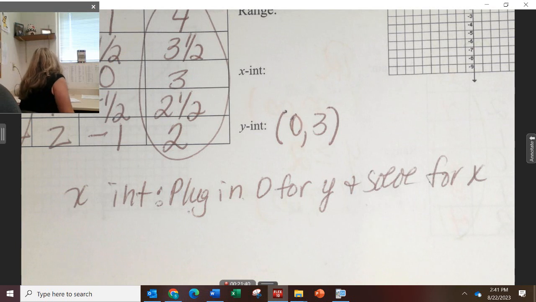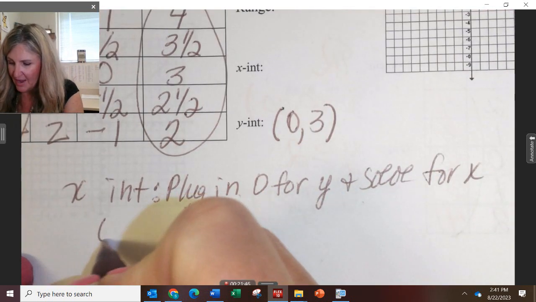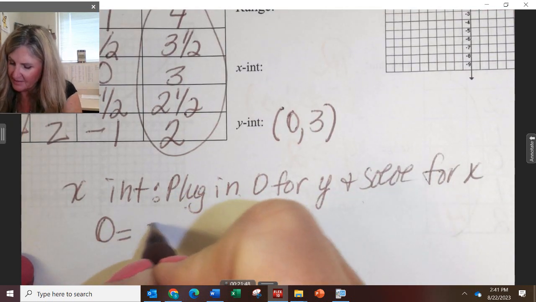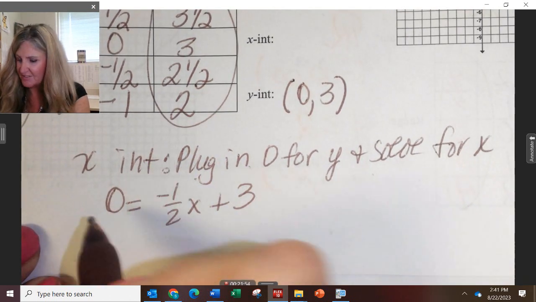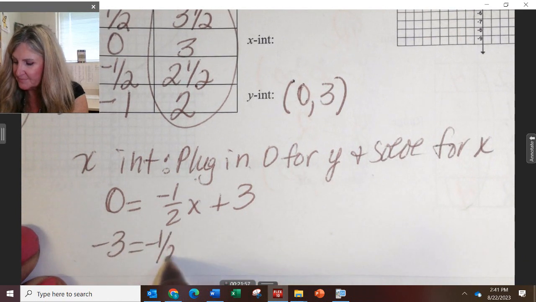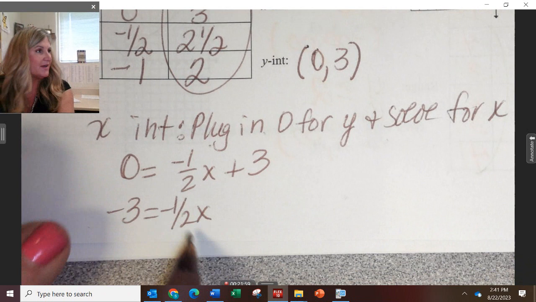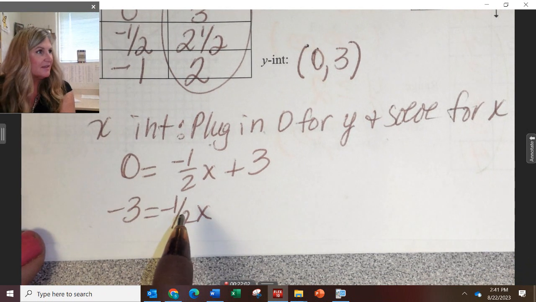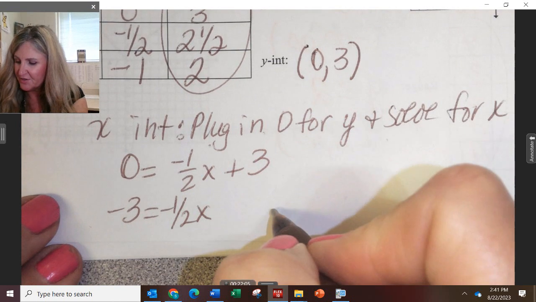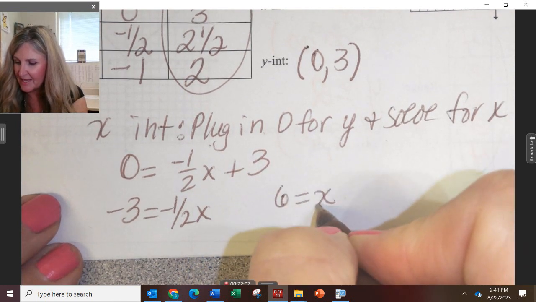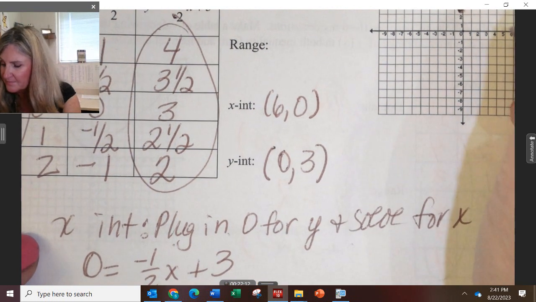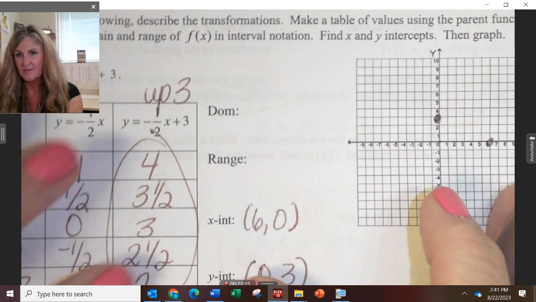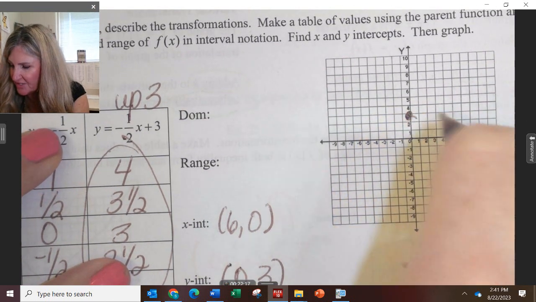Okay, so we're going to plug in 0 for y, and we've got this. So we would now have to subtract the 3. How do I get rid of this negative 1/2 in front of the x? Right, multiply by negative 2. And so we're going to get 6 equals x. So the x-intercept then is going to be 6, 0. And now we have 2 points, and we can just connect the dots.